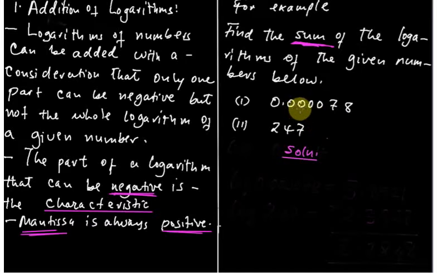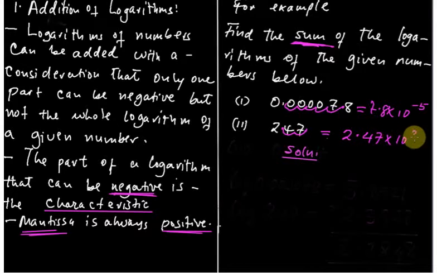When you use your table to look up the logarithm, first of all you have to express the number in standard form. If you express this in standard form, you get 7.8 times 10 power negative. The point was here, so going back 1, 2, 3, 4, 5, this will be times 10 power negative 5. And this one in standard form, the point was here, now you move it to this point, going forward 2 steps, so it is 2.47 times 10 power 2.